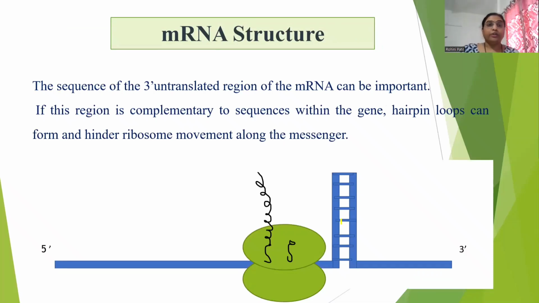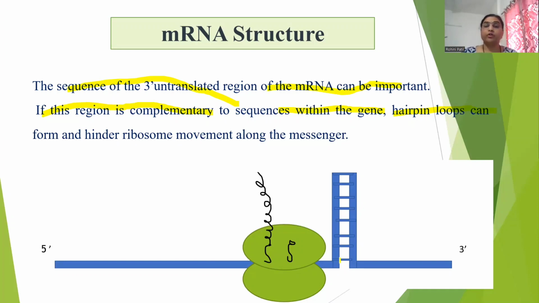Now here, the sequences of the 3' untranslated region, that is the 3' UTR of the mRNA, are important. If this region is complementary to the sequences within the gene, then what may happen? There may be hairpin loop structures that form. So here it is the 3' UTR, and it is complementary base pairing with the complementary sequences.